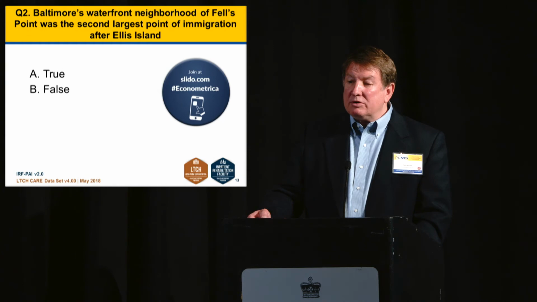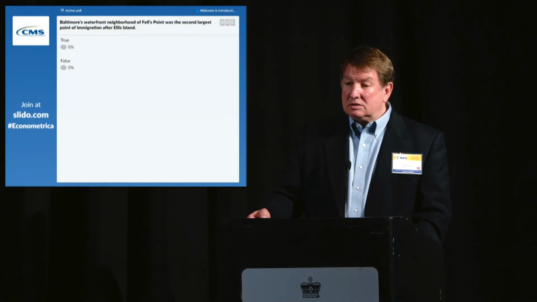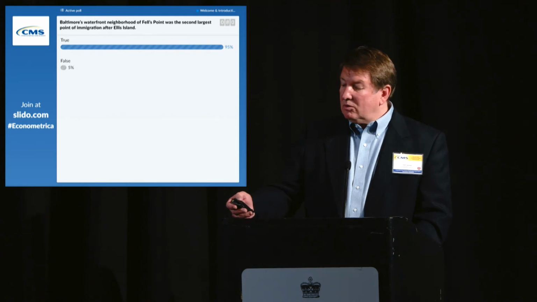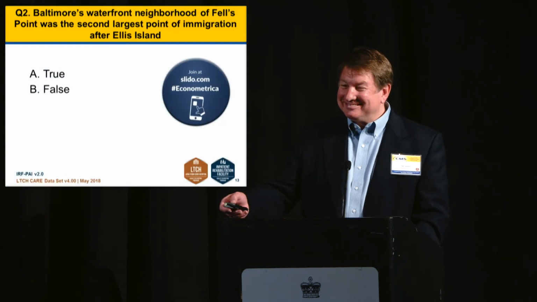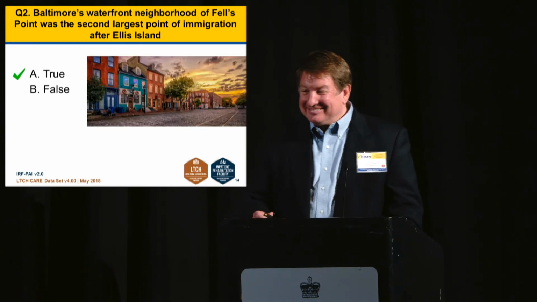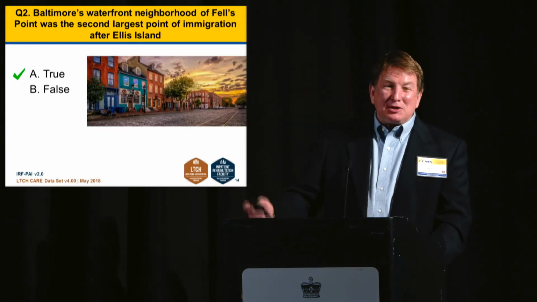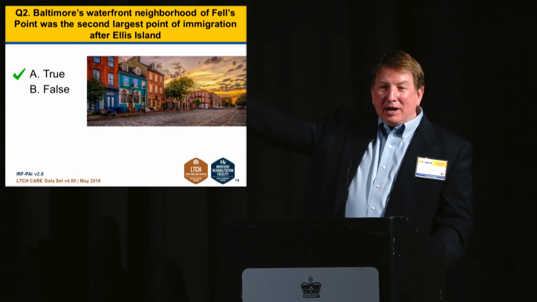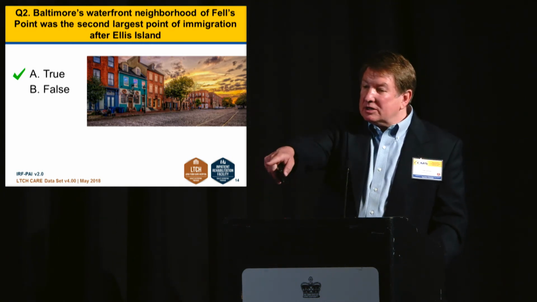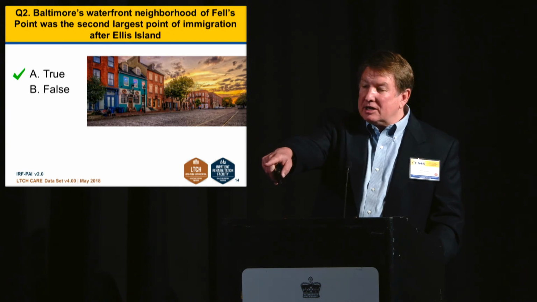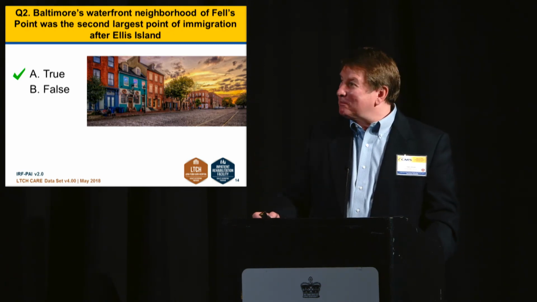Baltimore's waterfront neighborhood of Fells Point was the second largest point of immigration after Ellis Island. True or false? And everybody's saying true. I want to know how the heck you know that. That is the correct answer. And Fells Point's a little neighborhood that's right down here past the Inner Harbor. And the street looks just like that right now, and it'll just beat the heck out of your car if you're driving on that cobblestone.